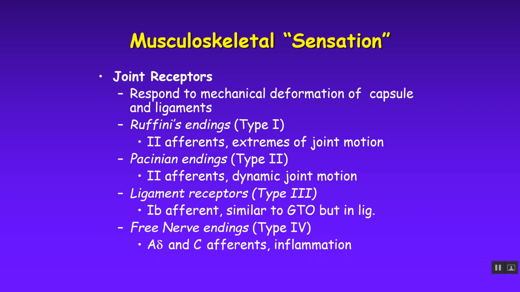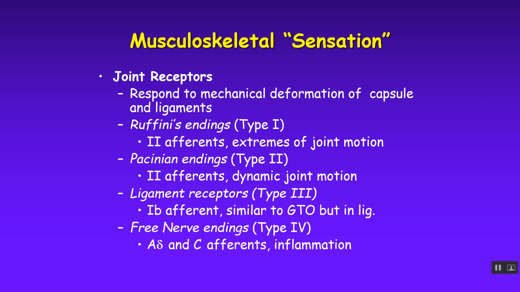Musculoskeletal sensation still. Now we're talking about joint receptors. So we started with muscle, we did tendon, now we're on joint receptors. So we have sensation within our joints themselves. These respond to mechanical deformation of the capsule and ligaments. So your joint capsule and your ligaments, which are surrounding your joints. You'll see some familiar names here because probably the same person that found it in the surface of their skin found ones in the joints that look very similar.